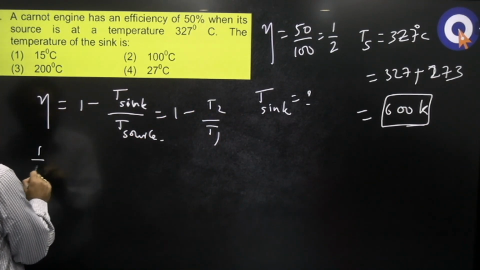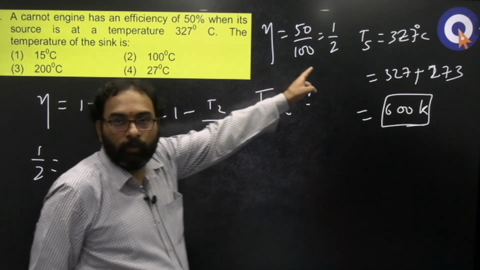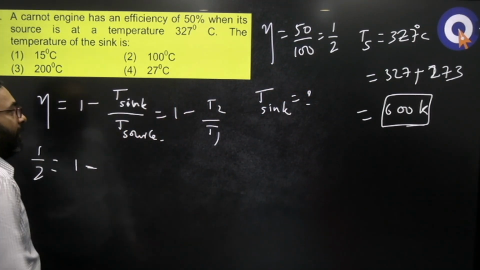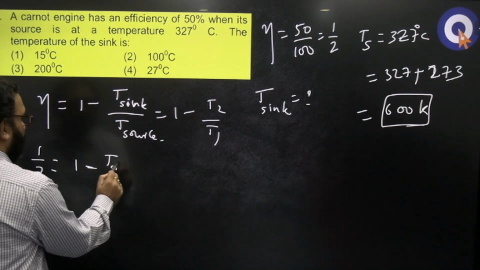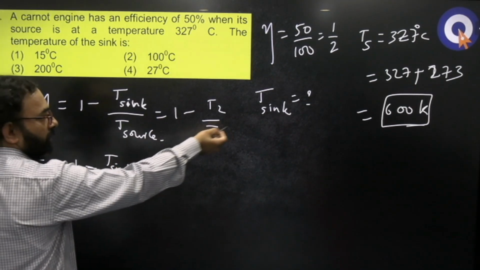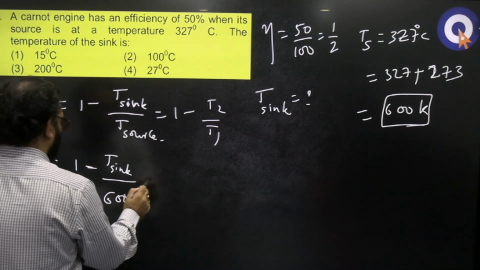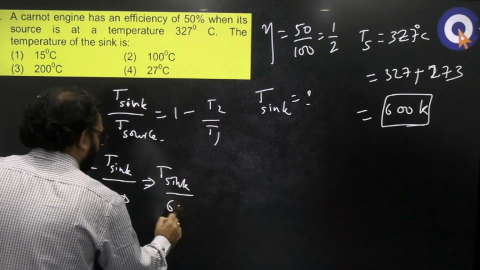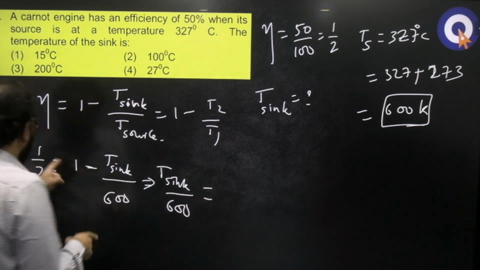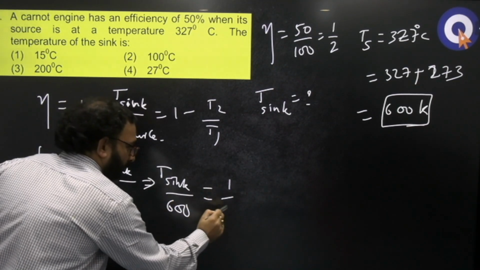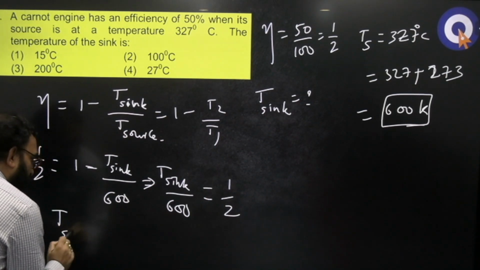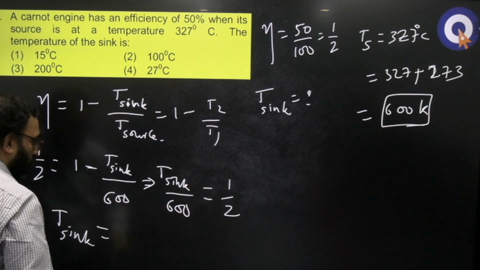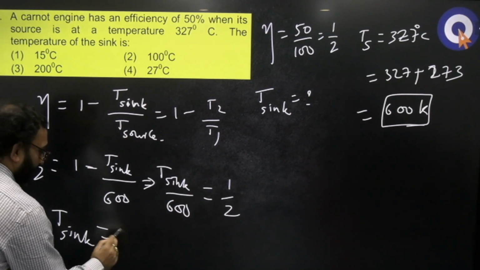So efficiency 1 by 2, 50% means 1 by 2. Next, 1 minus T2 by T1, we need to find the sink temperature, and the source temperature is 600 K. So how much will it be? T sink by 600 equal to 1 minus 1 by 2. So that is 1 by 2. So sink temperature is 600 by 2, that is 300 K.